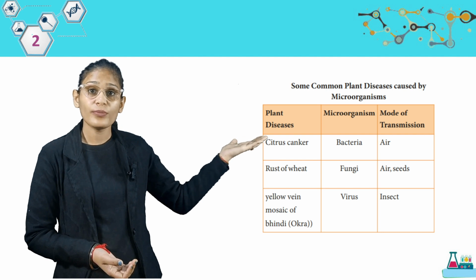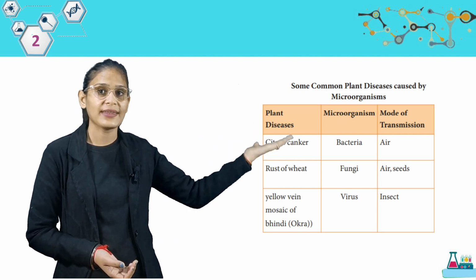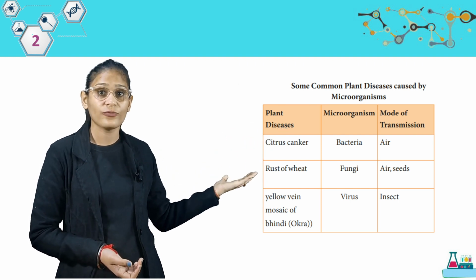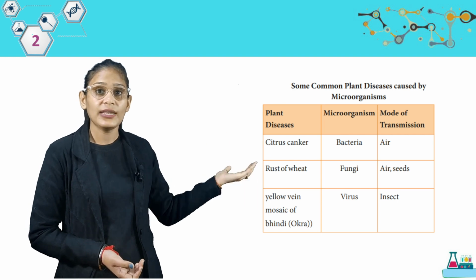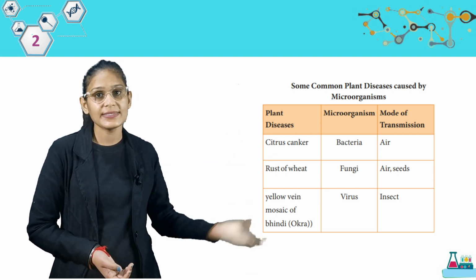We have some common plant diseases caused by microorganisms. Here plant disease, microorganism, mode of transfer. Citrus canker, bacteria, air. Rust of wheat, fungi, air, seed. Yellow vein mosaic of bhindi, okra, virus, insect.